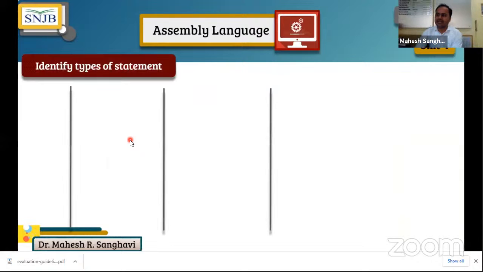So let's have a discussion on this. I have already told you that a question can be like this: identify the types of statement. Many times this question comes for 4 marks or 6 marks, where you have to give the explanation why this is an imperative statement, because we always have to understand that imperative statements are all talking about actions.